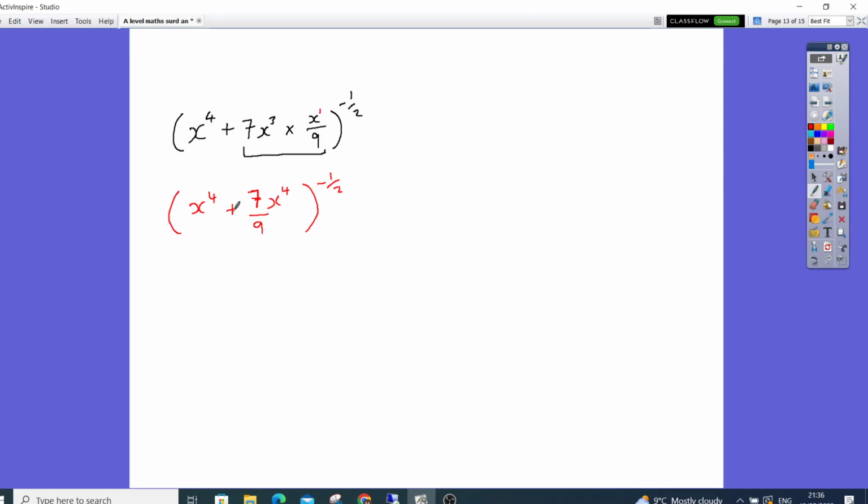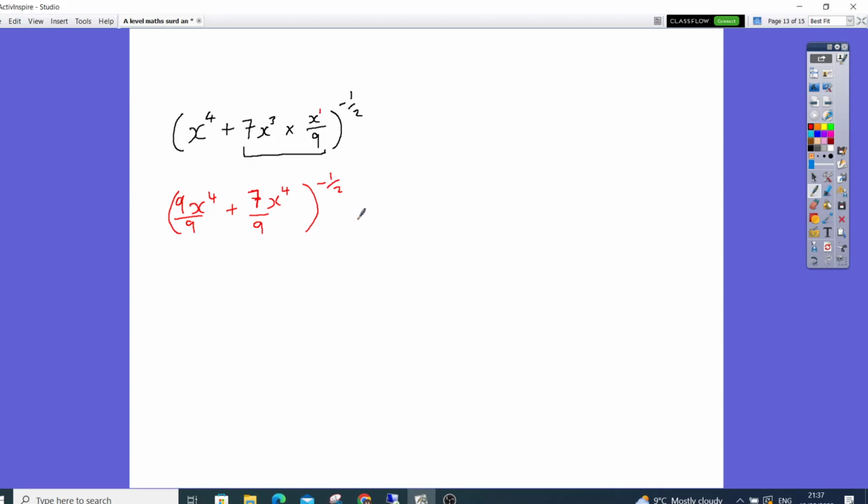Now it's added. Since they are both x to the power 4, we can then add these together. Remember, this is one whole, and with the whole, if I times top and bottom by 9, because a whole is 1 over 1, which is the same as 9 over 9, the reason I've done that is now I've got the same denominators.